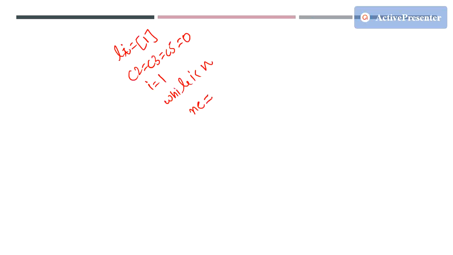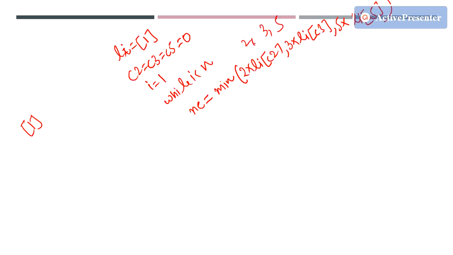So here we have a variable, any. It will store the minimum of the 3 choices that we just discussed. So the minimum of 2 into Li of C2, 3 into Li of C3 and 5 into Li of C5, right? So currently, what is the value of C2? It is 0, and at the 0th index we have 1. So as of now we have 3 choices: 2 into 1, that is 2, 3, 5. What is the minimum value of these 3?